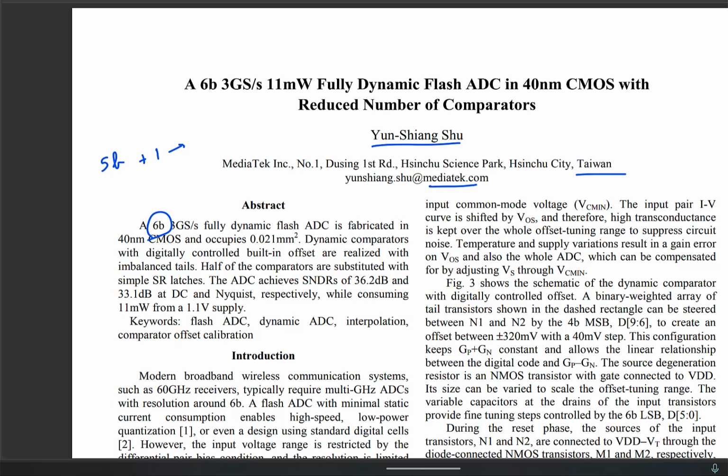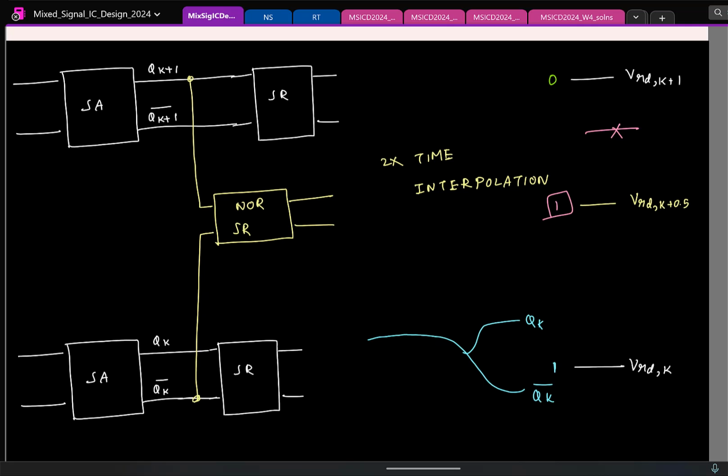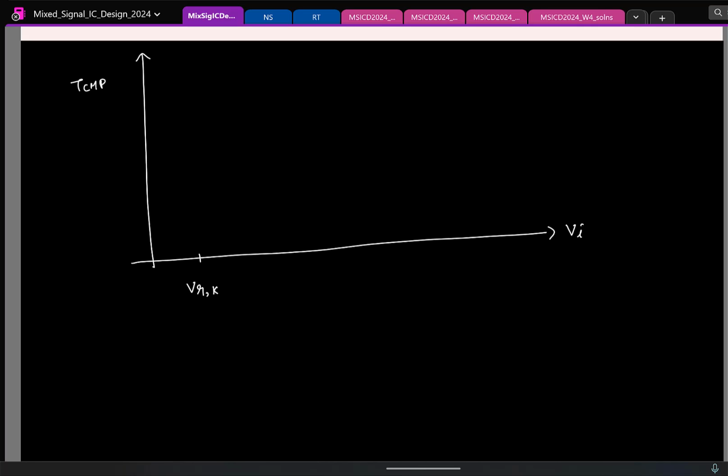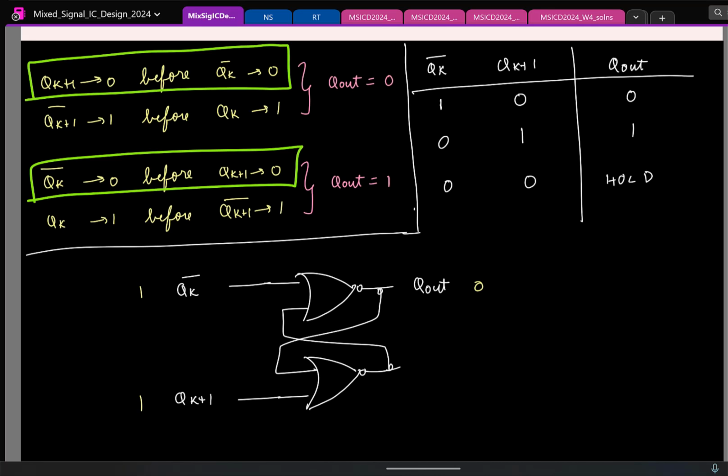Good. So now we saw how to do this interpolation in time. This is 2x interpolation. Now we can naturally extend it to 4x interpolation, and the extension is also simple. Let us say I look at the input versus the time taken by the comparators. Let us say this is the kth reference voltage, and this is the k plus 1th reference voltage.